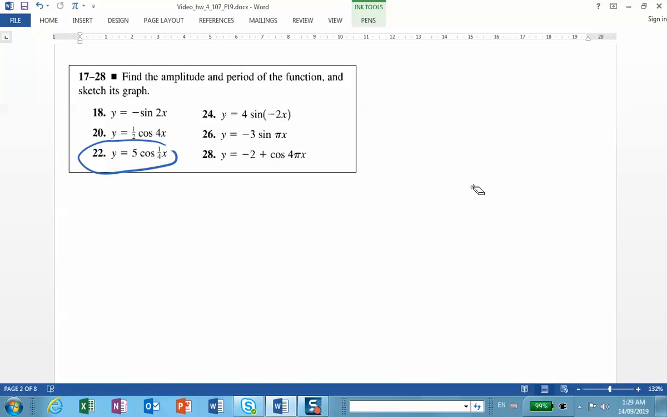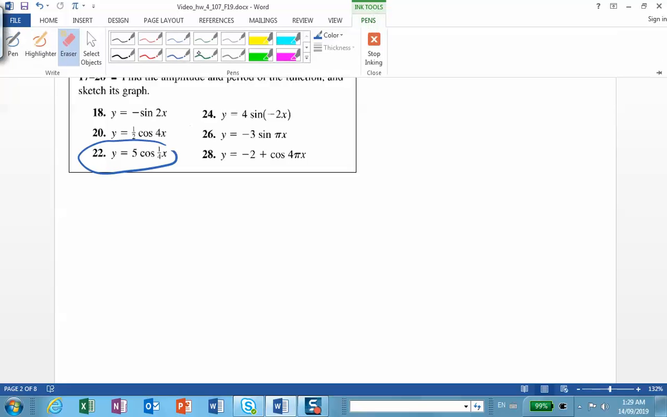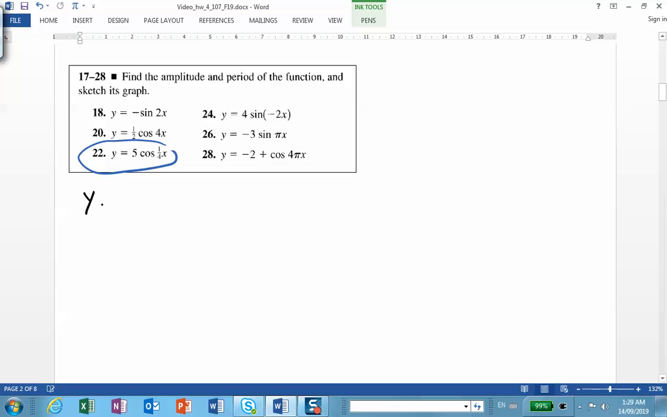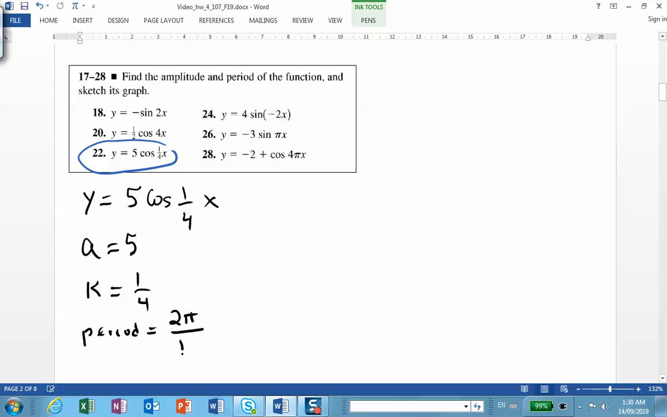Okay, so here, number 22. Let me write it down first. One more time. So we have y equal to 5 cosine of 1/4 of an x. That means the amplitude is this positive number 5. Obviously, because it's bigger than 1, it's going to be stretching of the appropriate curve. So k is 1/4. That means the period is 2 pi over k, which is 2 pi over 1/4, and that is 8 pi.